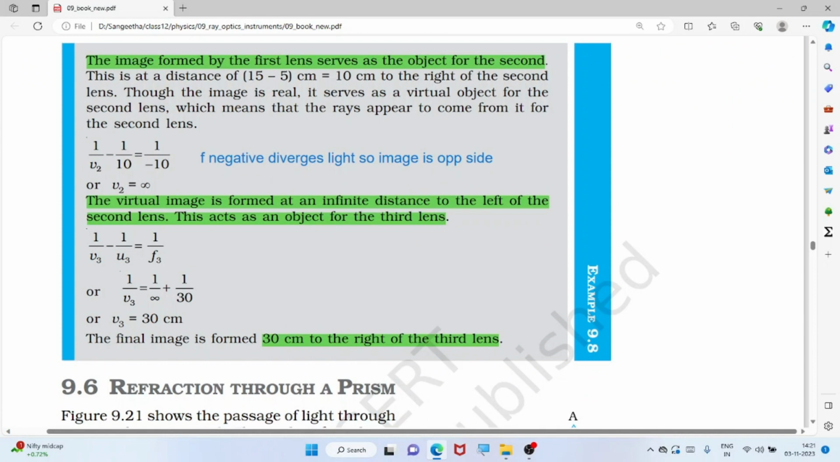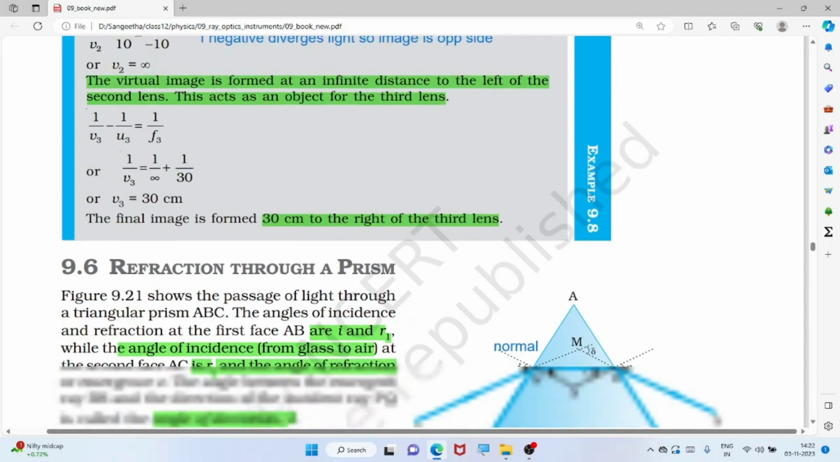Here the important thing: when the focal length is negative, that means it is a diverging lens, so the image is on the opposite side of this. This image acts as an object for the third lens.